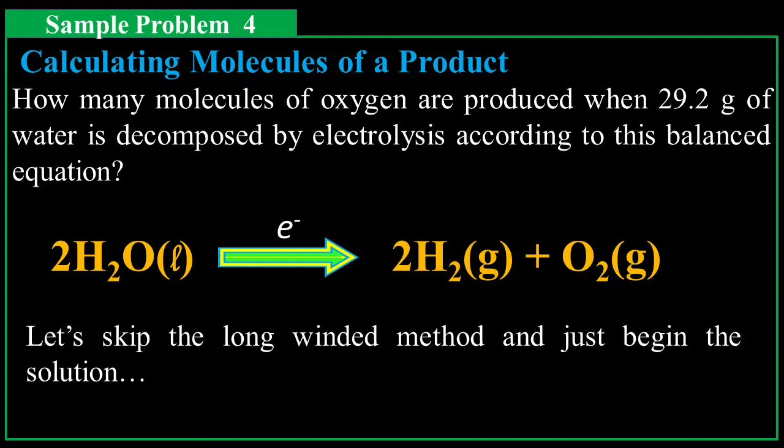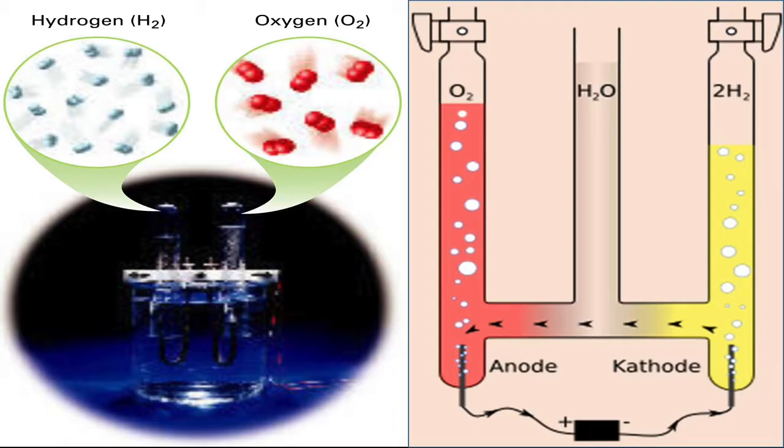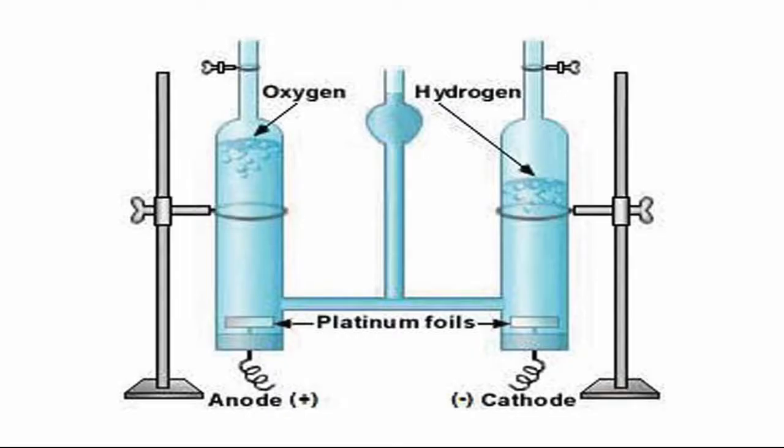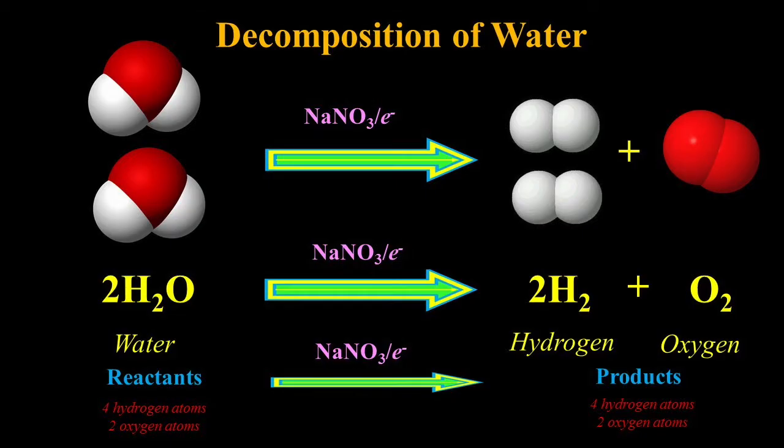Let's skip the long-winded method and just begin the solution. Now, here is an apparatus that is used to find the relationship between oxygen and hydrogen, and it's called a Hofmann apparatus. In the Hofmann apparatus, you'll see that the mole ratio of hydrogen to oxygen is 2 to 1. I will take the Hofmann apparatus out, and we will use it and play with it to produce hydrogen and oxygen gas in 2 to 1 ratios.